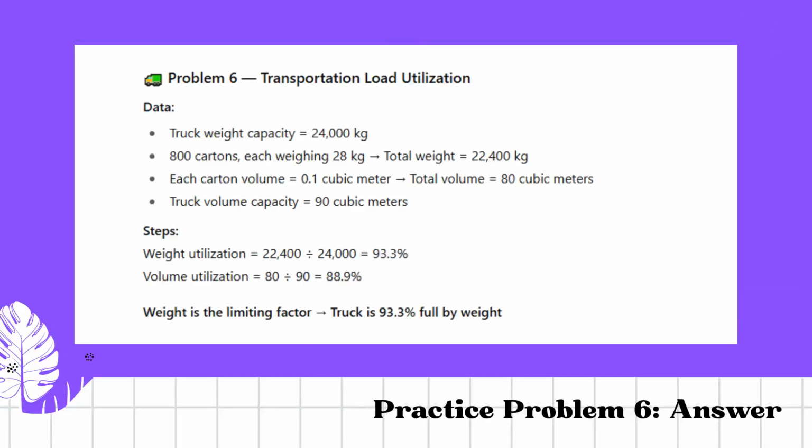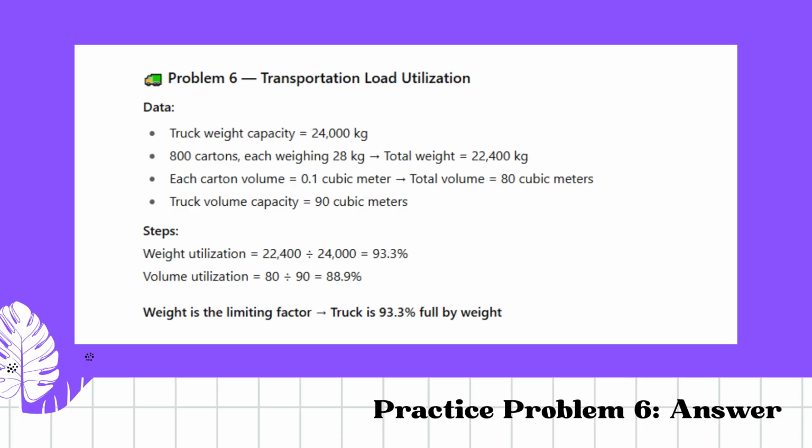Problem 6. Transportation load utilization. Data. A truck can carry up to 24,000 kilograms or 90 cubic meters of volume. A shipment includes 800 cartons, each weighing 28 kilograms and taking up 1/10 of a cubic meter. We need to determine whether the shipment is limited by weight or by space, and what percentage of the truck's capacity is used.